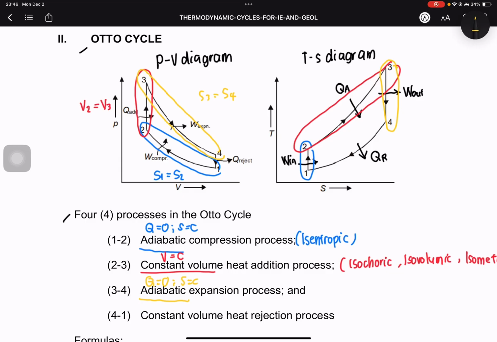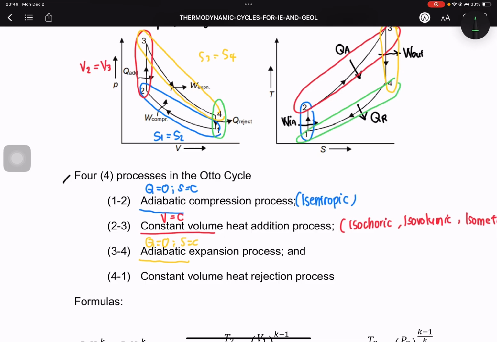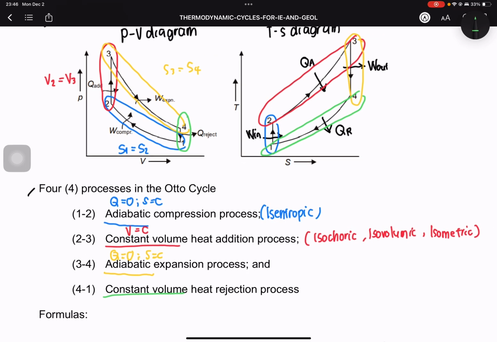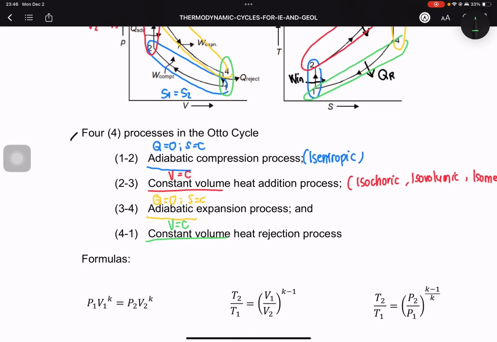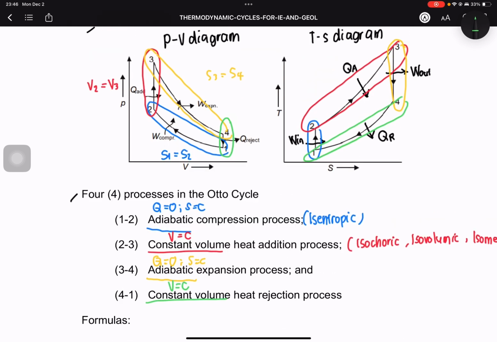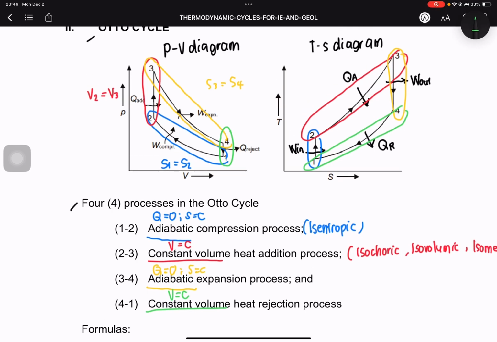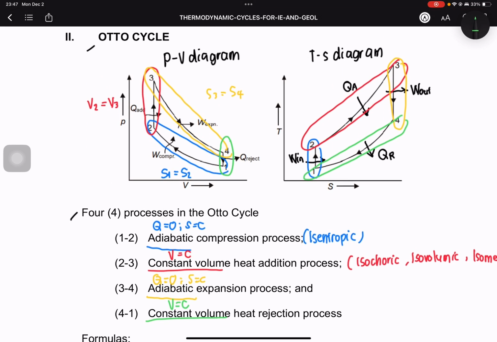Okay, and then lastly, we have here the process 4 to 1. Or what we call the constant volume heat rejection process, or again isochoric, isovolumic, isometric heat rejection process. Same lang naman po yun. So constant volume tayo. So in that case po, we have there the heat rejection process. So ibig sabihin meron tayong mako-compute na heat rejection po. Okay? No.